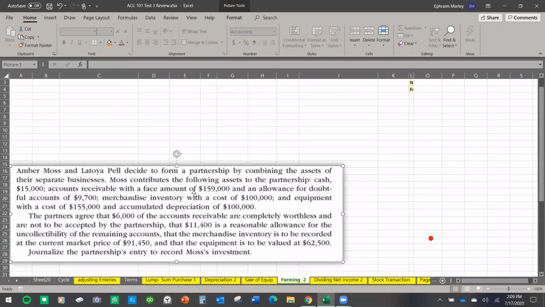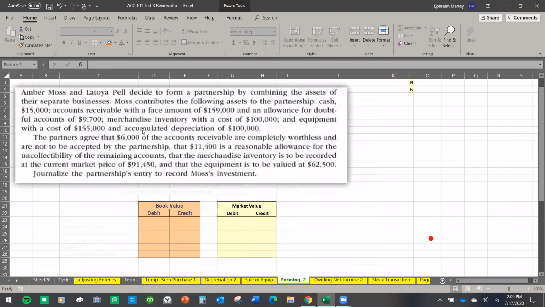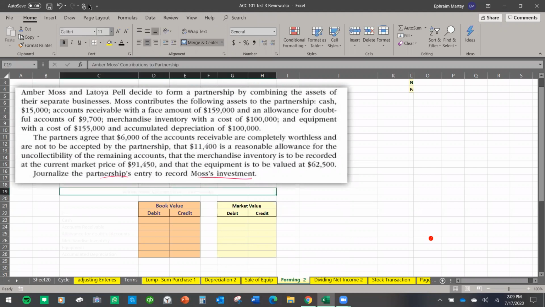In our next problem, we are going to form a partnership between two people, in this case Amber Moss and Toya Pell. We have to generalize the partnership entry for Moss, so Moss Investments is what we're going to do. First we are going to look at what Moss is bringing and what is accepted. We have the book value of what he's bringing, and we have the market value. The market value is what the partnership has agreed on. So let's begin with the things that Moss is bringing.